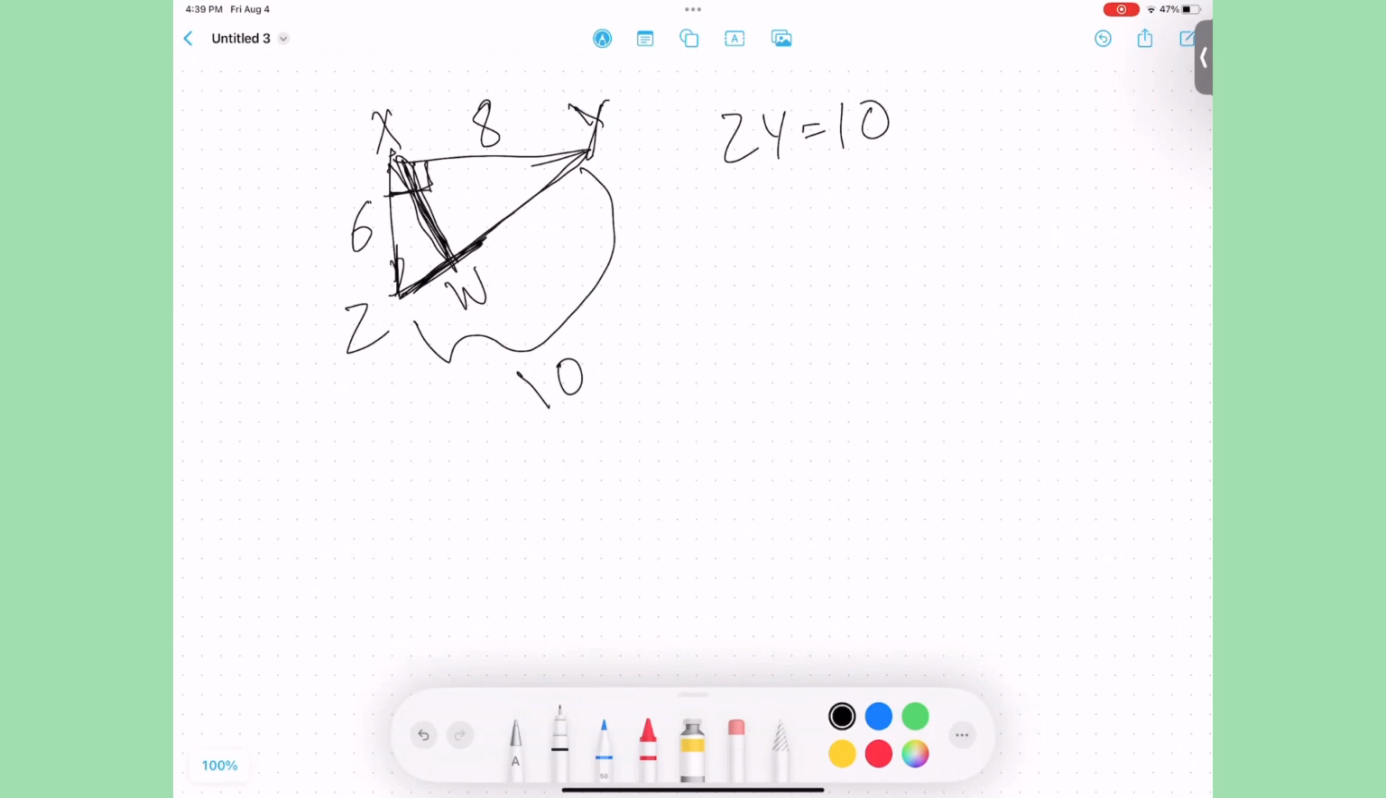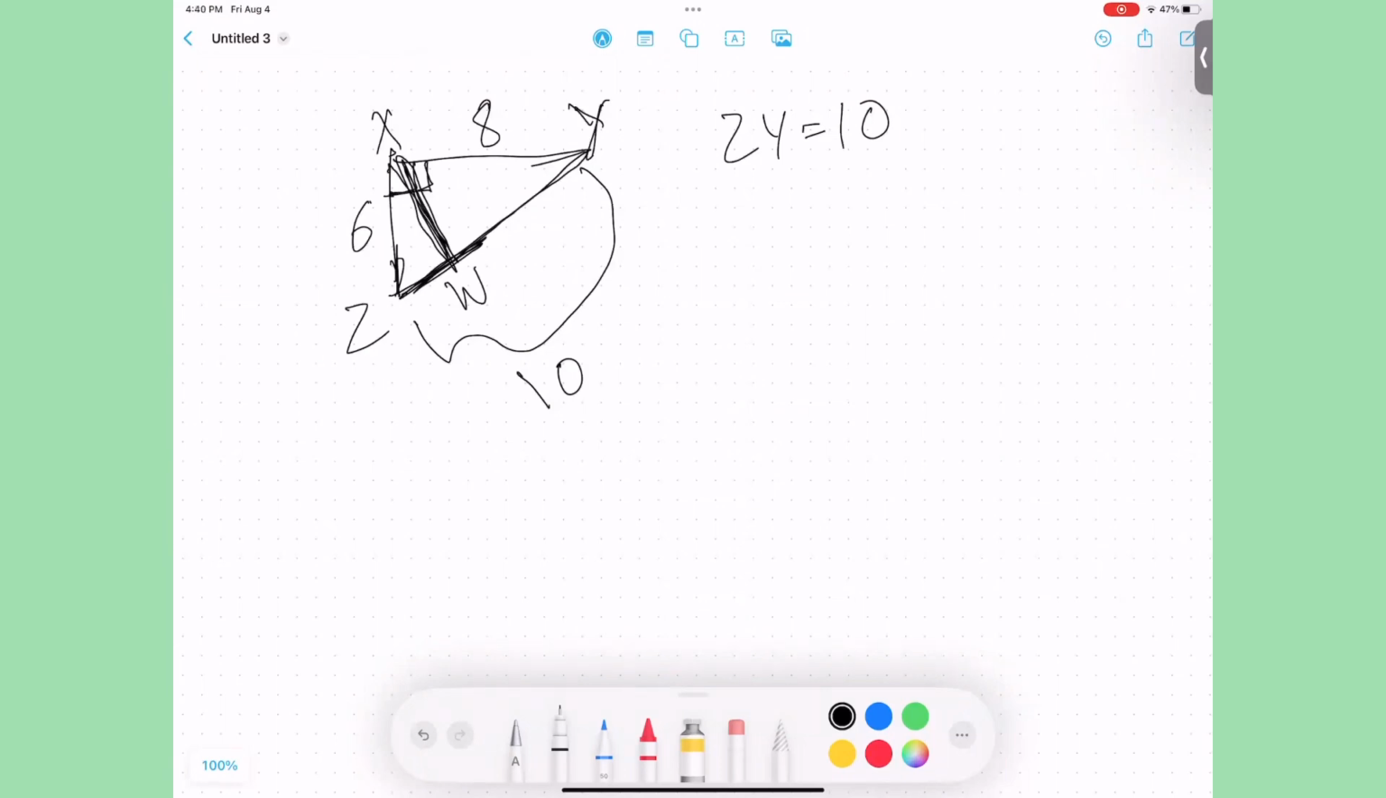Maybe like 30 seconds for this question. Just message me in the chat. It's a pretty direct application of the area formula.